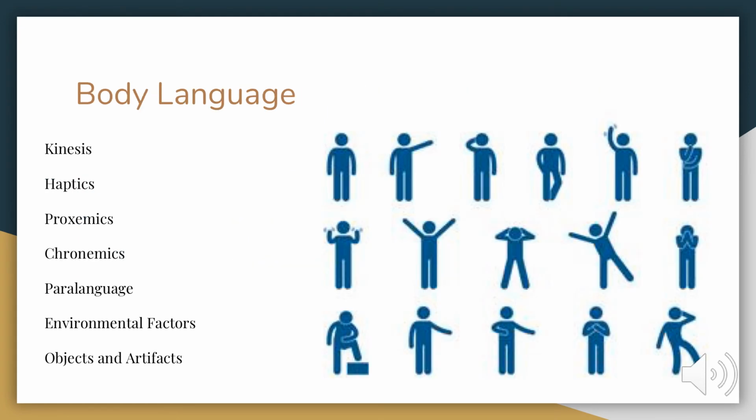Body language is an important part of nonverbal communication, and there are 7 different types. Kinesics is the study of movement and gesture, like eye contact. Haptics is the study of touch. Proxemics is the study of space and closeness. Chronemics is the study of time. Paralanguage is voice inflections, like pitch and tone. Environmental factors, which regulate the setting. And objects and artifacts, which can communicate something about someone just by their presence.